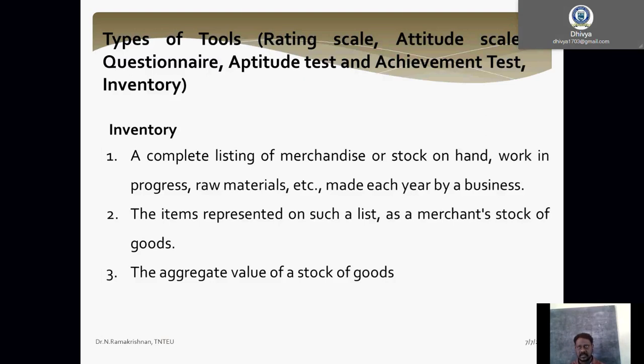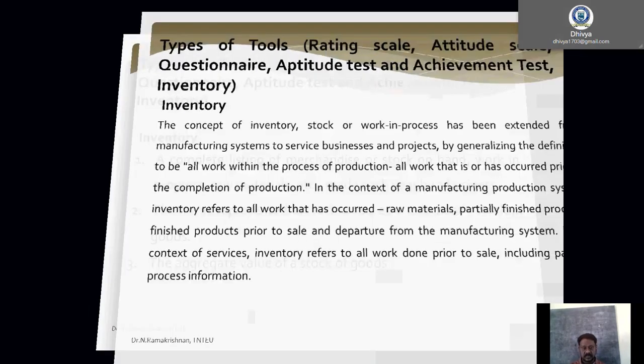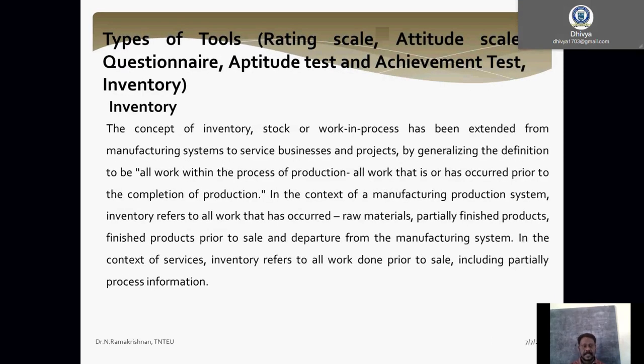So they have purchased a lot of stock from the manufacturer, and they will be assessing the aggregate value of the stock. If the value of the stock is very high, they will think of clearing the stock, because the interest that they are paying for purchasing these stocks will be going up, and in order to reduce that overload of interest, they will think of clearing the stock. In order to clear the stock, they will use inventory to assess the aggregate value of the stock of goods. So inventories are used for all these purposes, and this is the concept of inventory.